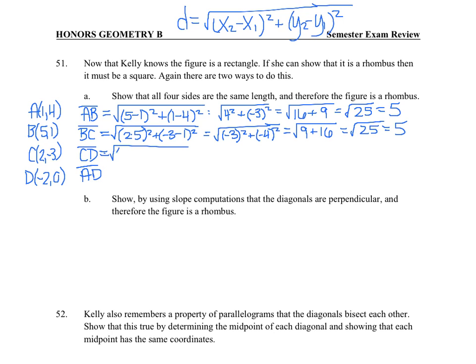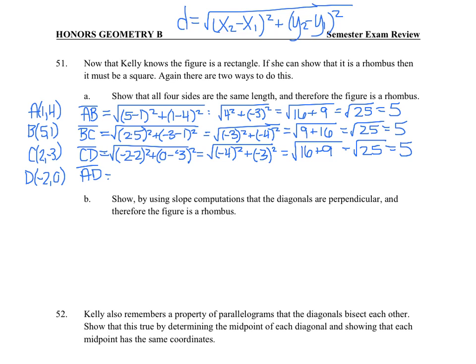CD, we have the square root of (negative 2 minus 2) squared plus (0 minus negative 3) squared, which equals the square root of negative 2 minus 2, which is negative 4, squared, plus 0 minus negative 3, which is 3, squared. So negative 4 squared is 16, 3 squared is 9, and the square root of 16 plus 9 is the square root of 25, which equals 5.